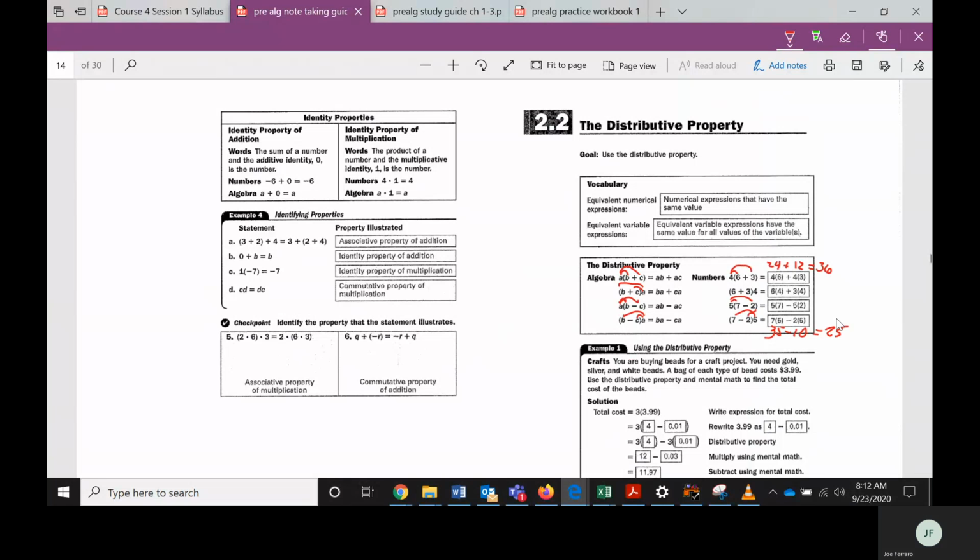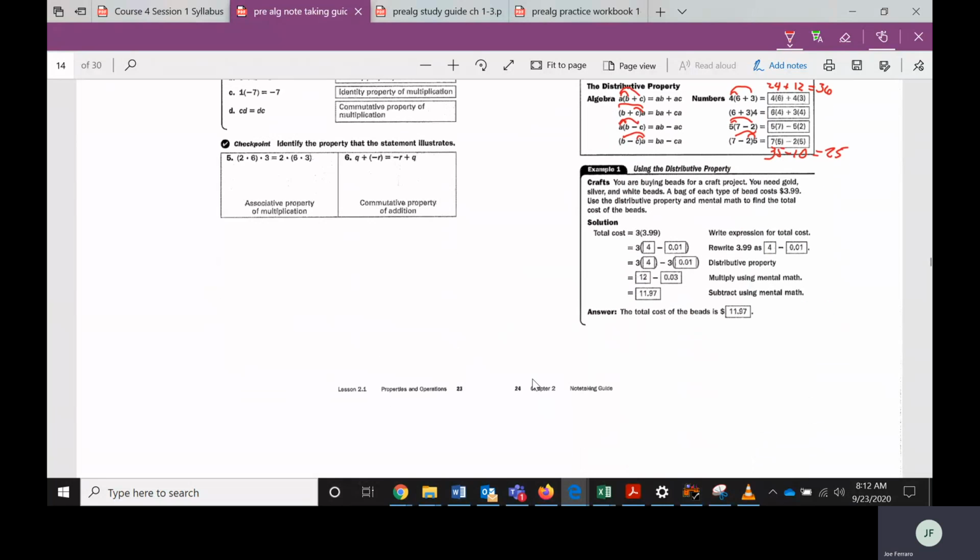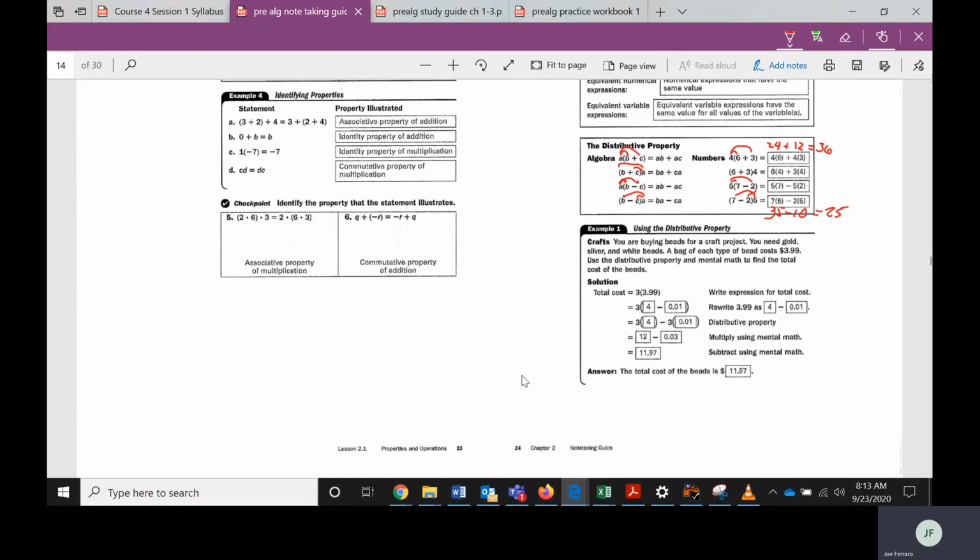Okay, so they'll show you a word problem here. We'll look at it, but I don't really think you would use the distributive property here unless it was for mental math purposes. If you didn't have a calculator, and I'll show you that. But for your test, you're probably not going to have to do that.